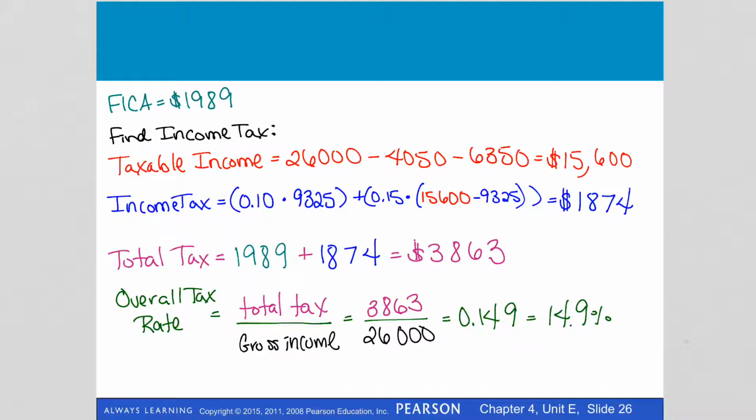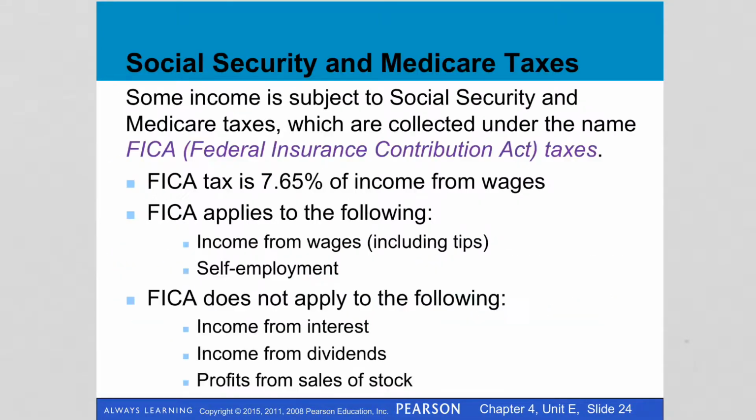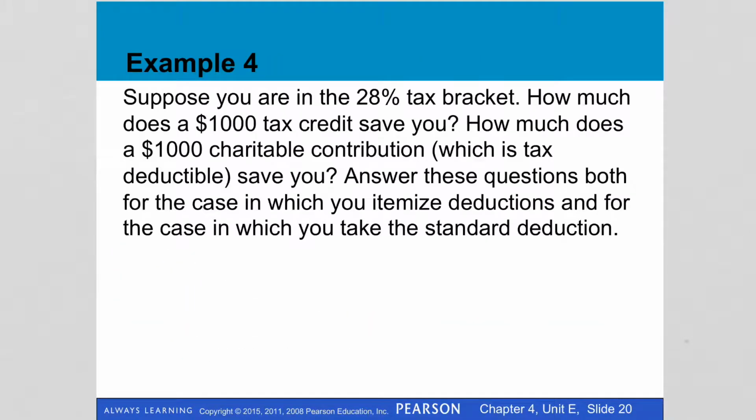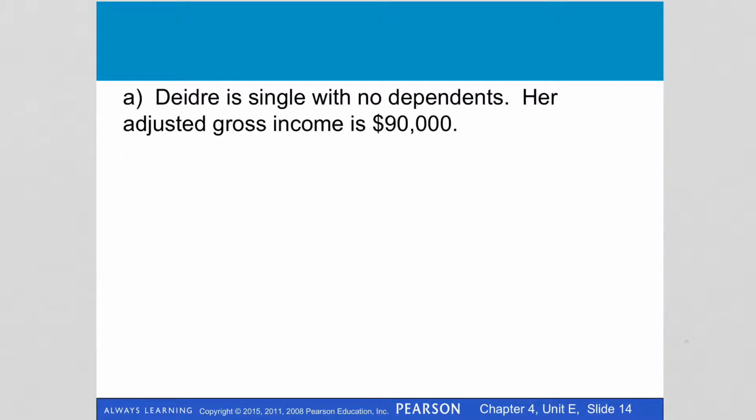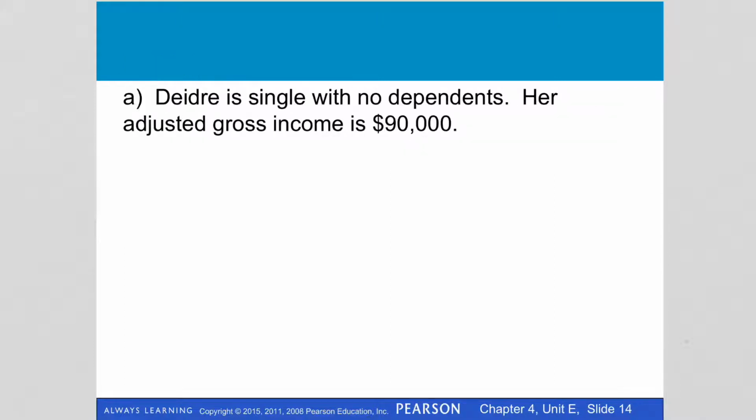Now, I'm going to go back to example 3, because I had added some more of these problems in here to get some more practice. So let's see. Example 3 said, using 2017 rates, calculate the tax owed by each of the following people. Assume they all take the standard deduction and neglect any tax credits.